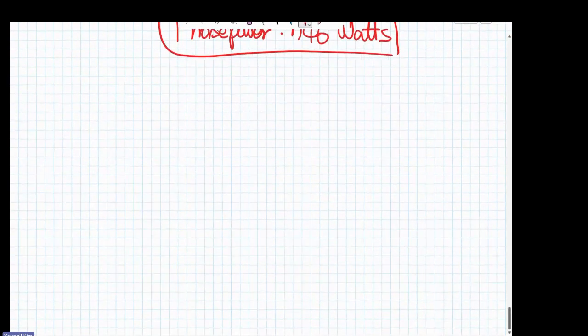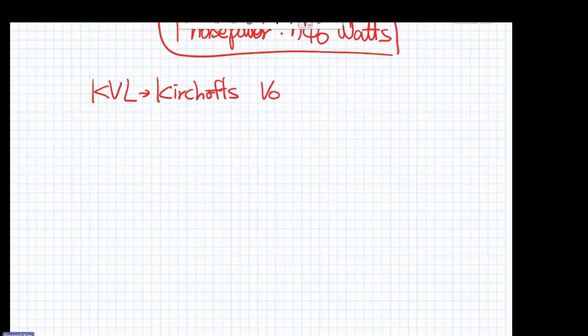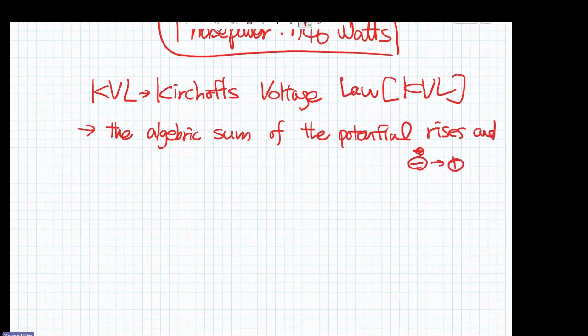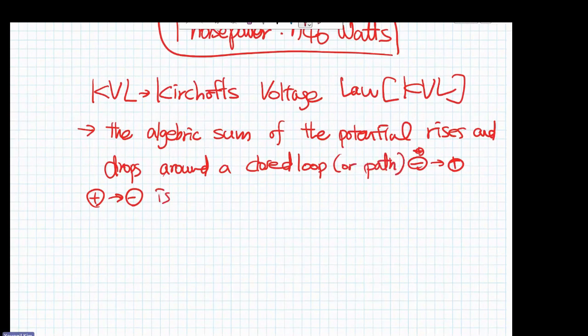And then also in chapter 4, we're going to learn about the KVL. That is very important. Kirchhoff's voltage law, KVL. So what is it? This is the algebraic sum of the potential rises, meaning minus to plus, and drops, meaning plus to minus, around a closed loop or path is zero.